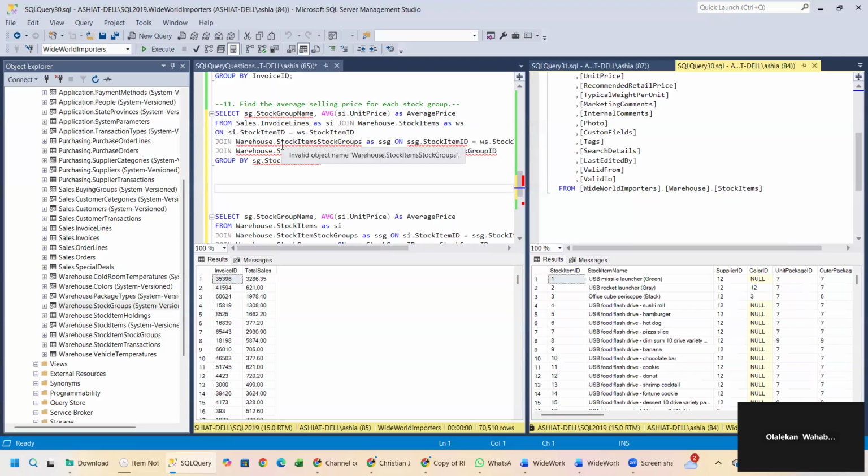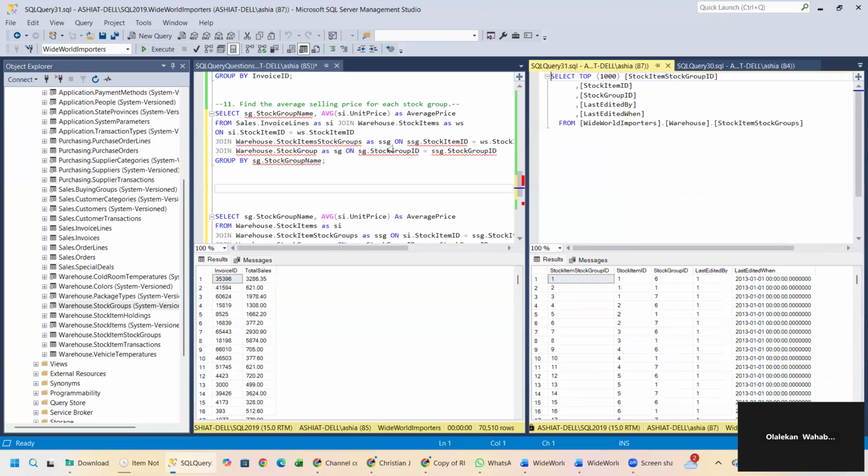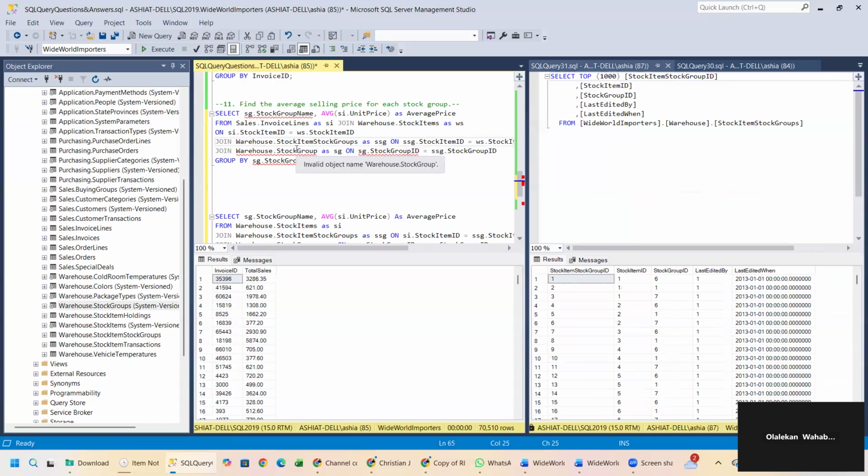And the issue that we are having is the warehouse, stock items, stock groups. So, no, there is no S in item. Warehouse the stock item, no S. Good. And what about the stock groups? Warehouse the stock group. Yes. So let's run it and see the output.